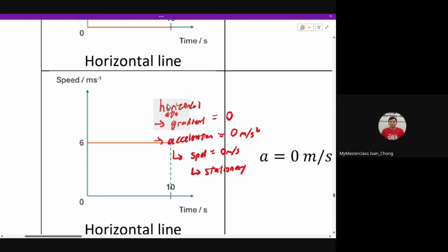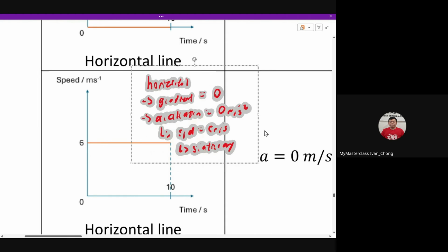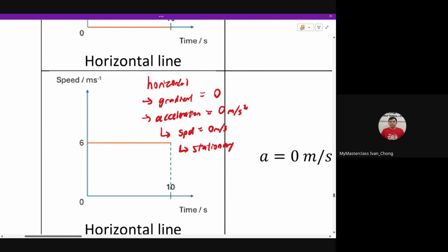You can see that this is actually very similar, just that in this case, my speed is not 0. My speed is now 6 meters per second. So what does it mean? I have constant speed. So how do I describe this graph? I will say I am moving with constant speed. Because I am moving with constant speed, that means I must move a certain distance, right? Every second, I will move 6 meters.